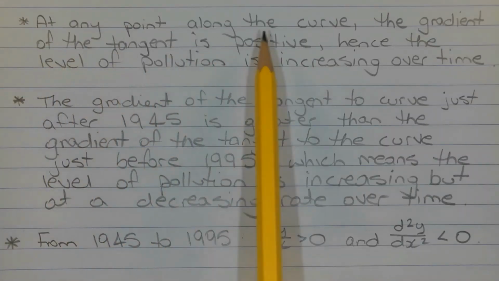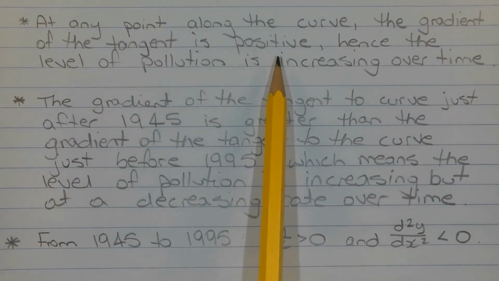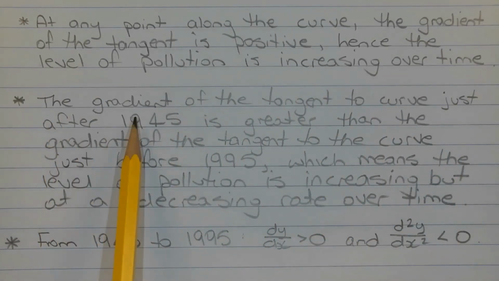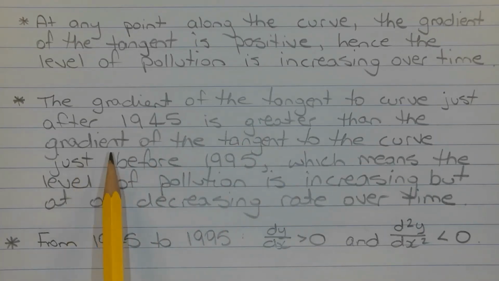At any point along the curve, the gradient of the tangent is positive, hence the level of pollution is increasing over time. However, the gradient of the tangent to the curve just after 1945 is greater than the gradient of the tangent to the curve just before 1995, which means the level of pollution is increasing but at a decreasing rate over time. So from 1945 to 1995, we can say that the first derivative, dy/dx, is greater than 0 or positive, and the second derivative, d squared y over dx squared, is less than 0 or negative.